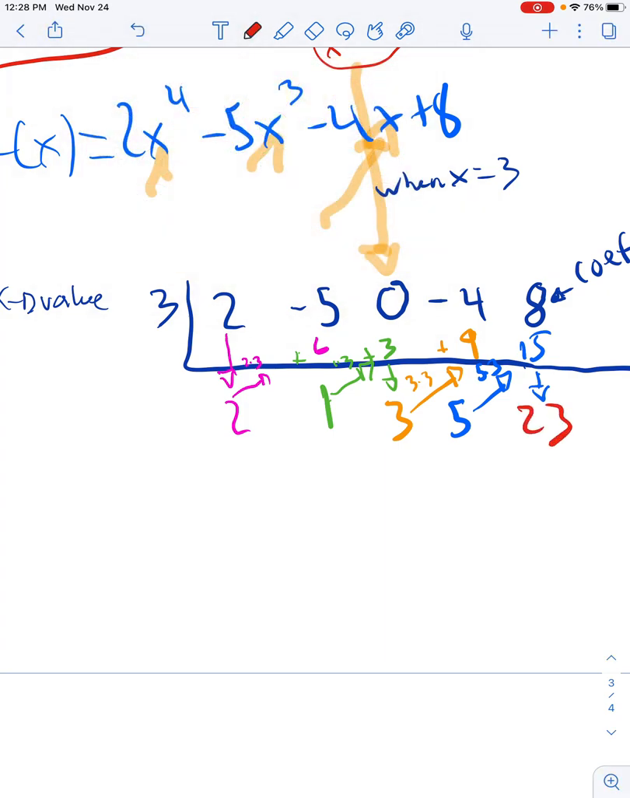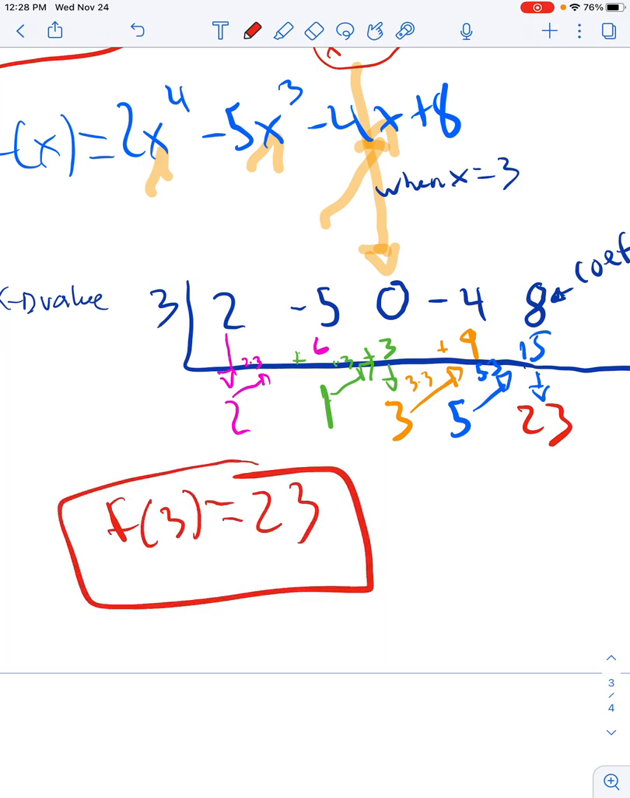So now what I do with these numbers is I get a final answer, and I would say, okay, because I got an answer of 23 here, I would say that f of 3 equals 23.